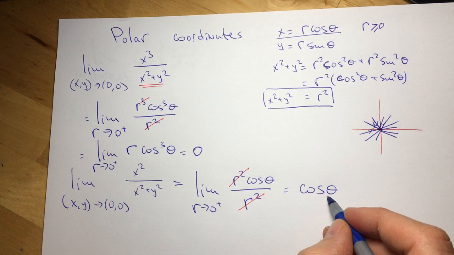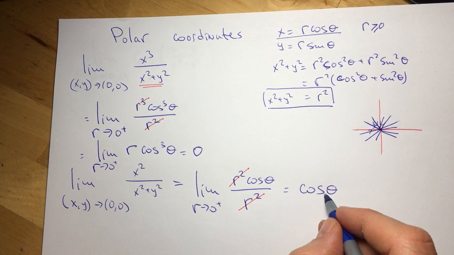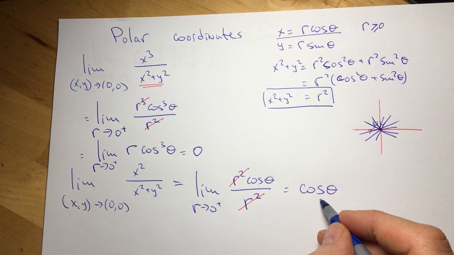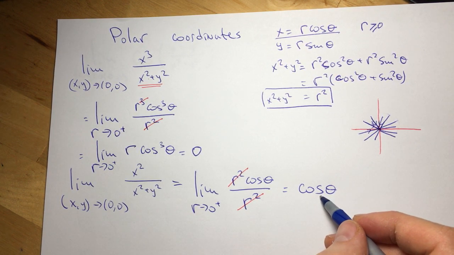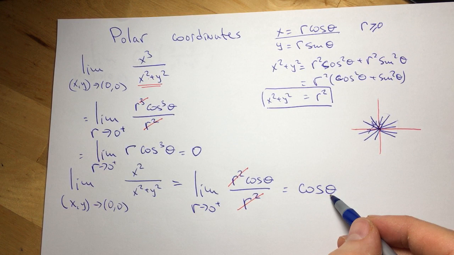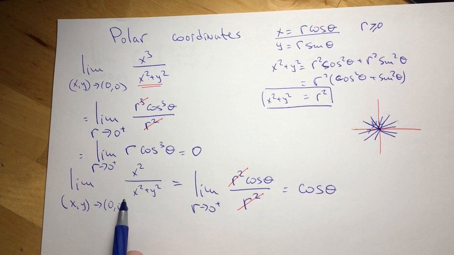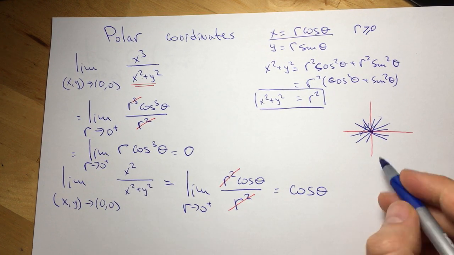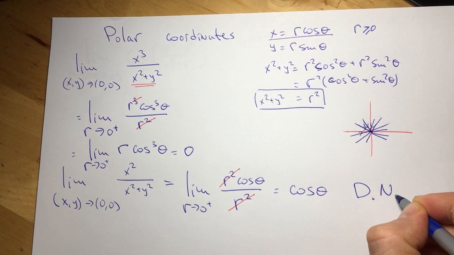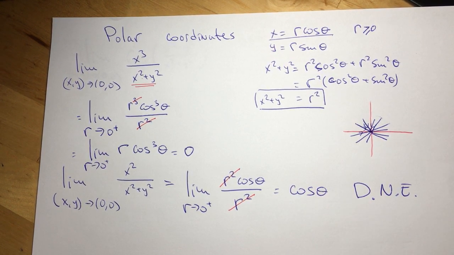But now, no matter what theta is, this one doesn't converge to any particular number. For different theta, I get different values of cosine of theta, which means that this limit doesn't have one unique value. In that case, this limit simply does not exist.